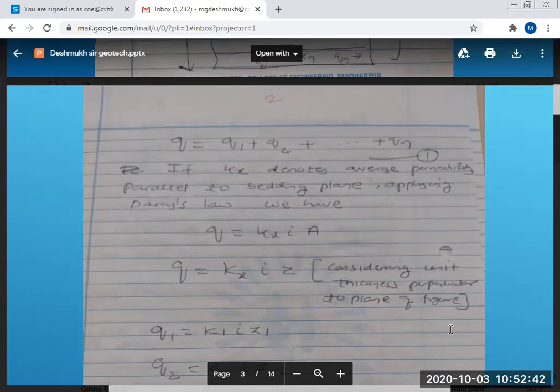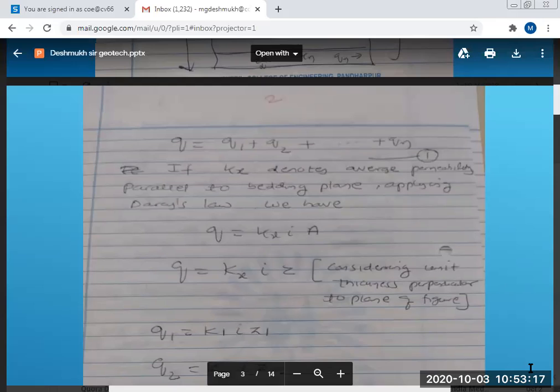First, write the total discharge. Total discharge through the bed is equal to the sum of all the discharges, that is Q1 plus Q2 plus Q3 plus Q4 up to Qn. This is equation 1. But from Darcy's law, we know that Q is equal to KIA. So the effective permeability when the flow is parallel to the bedding plane is given by Kx. So Q is equal to Kx into I into A, and in place of A write Z.